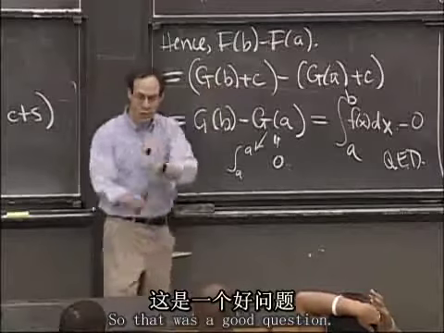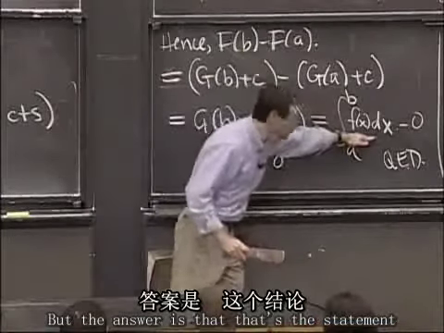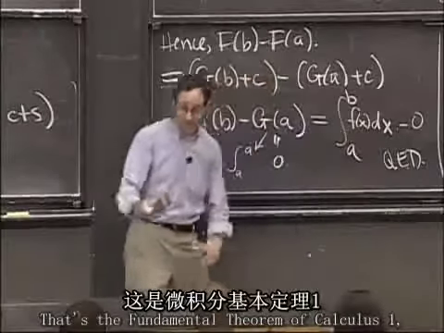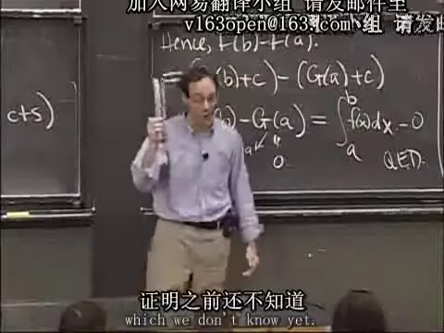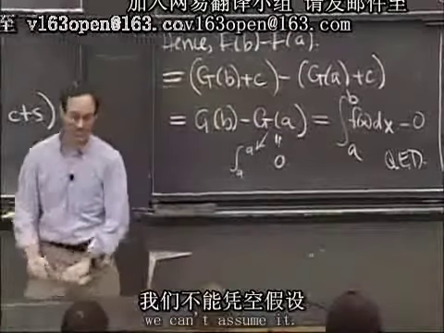Right. So that was a good question. But the answer is that that's the statement that we're aiming for. That's the fundamental theorem of calculus 1, which we don't know yet. So we're trying to prove it, and that's why we can't assume it.